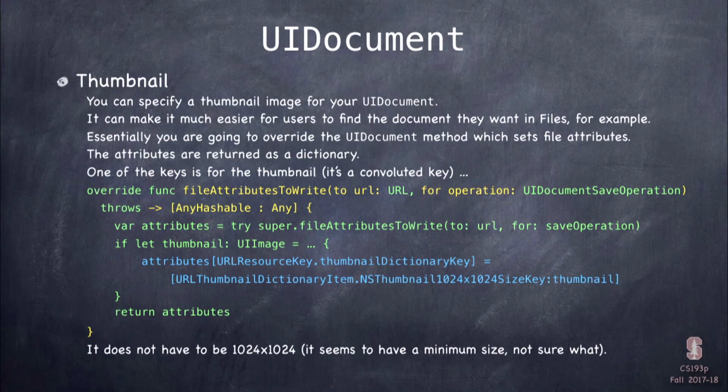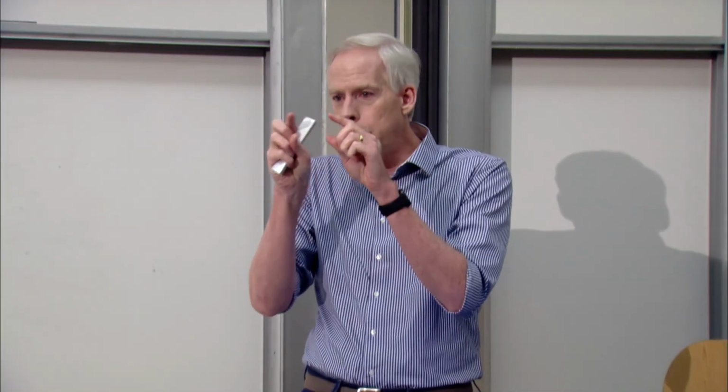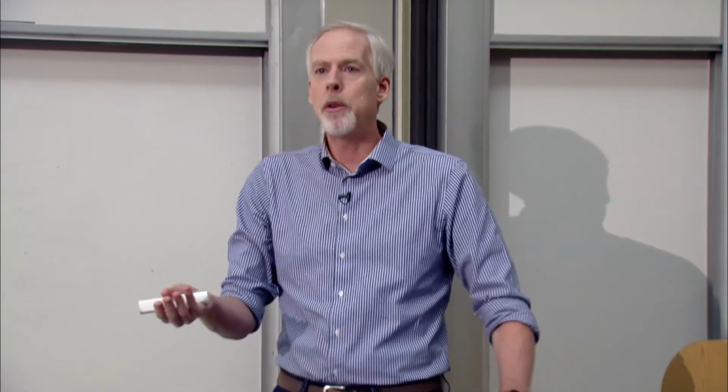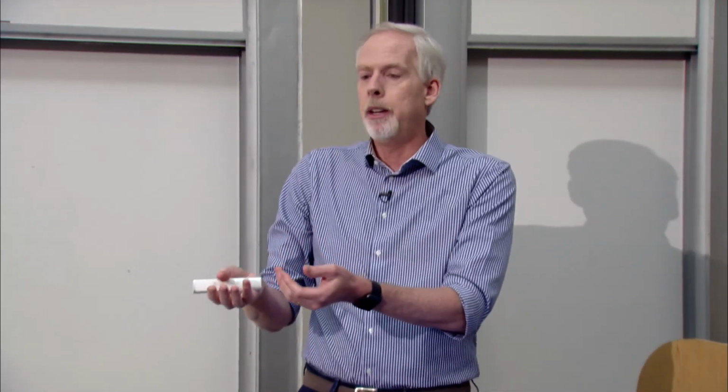Okay, this is a really powerful way to make it easy for users to find which document they want, because imagine emoji art, you do some nice art and it makes a little thumbnail of it so you can actually see the document before you open it in the file system. It's like the icon of the document. And to do that, all you have to do is override this UI document method called file attributes to write to URL for operation. This is normally just going to return a dictionary of the file attributes, like is this file hidden, things like that.